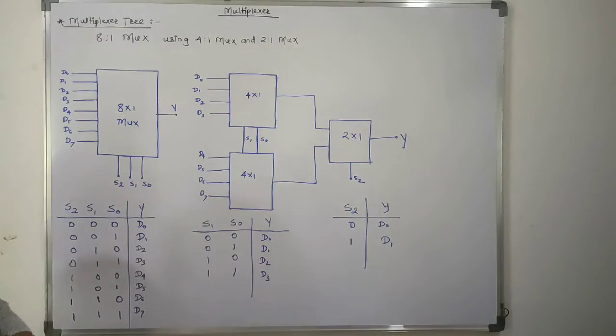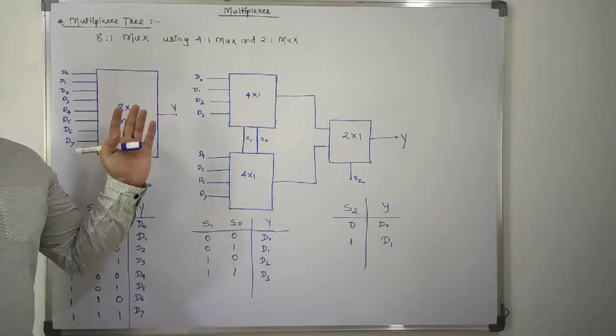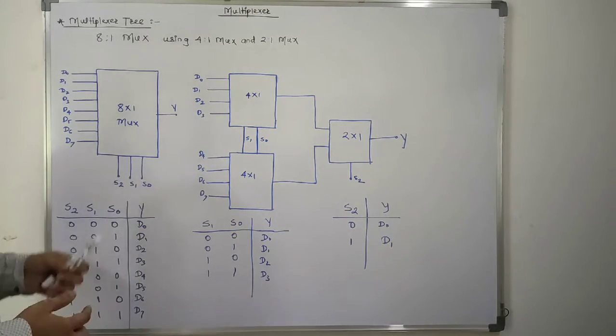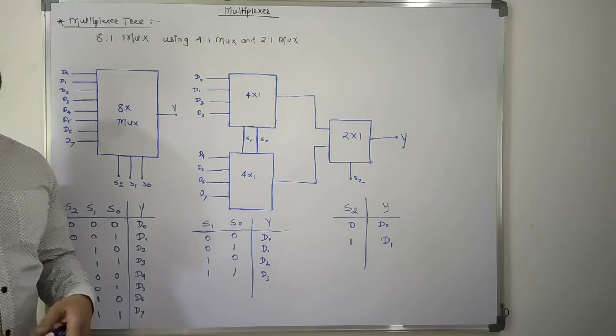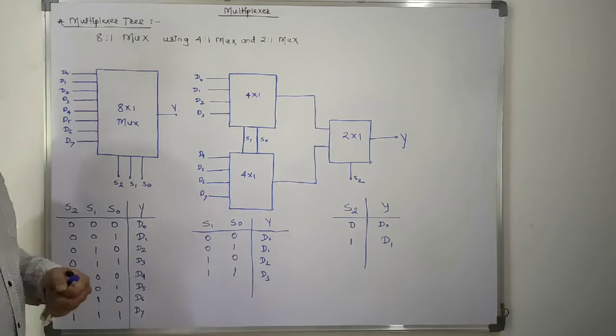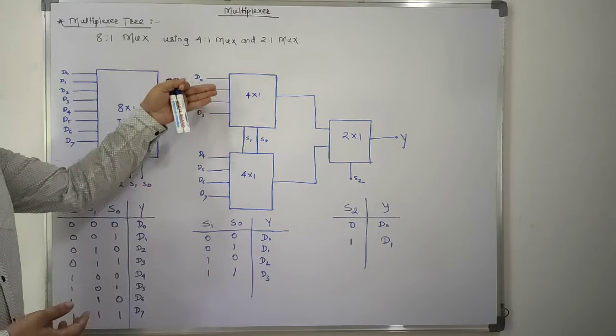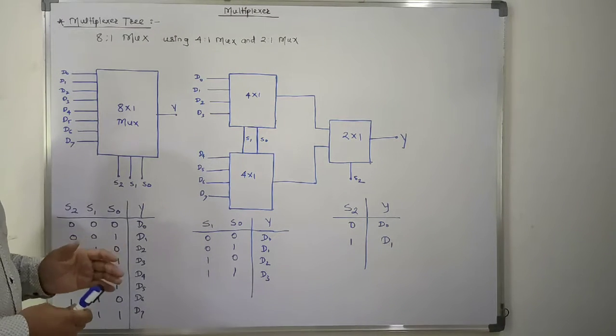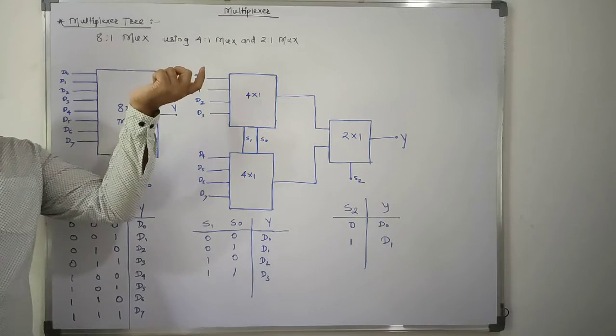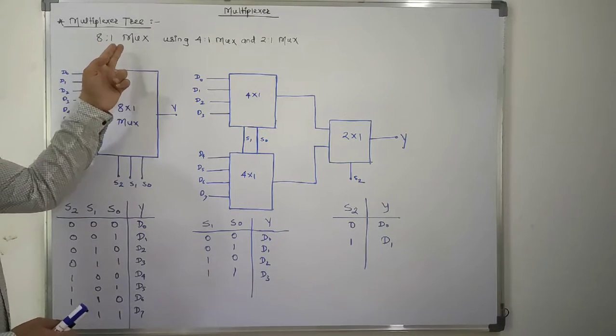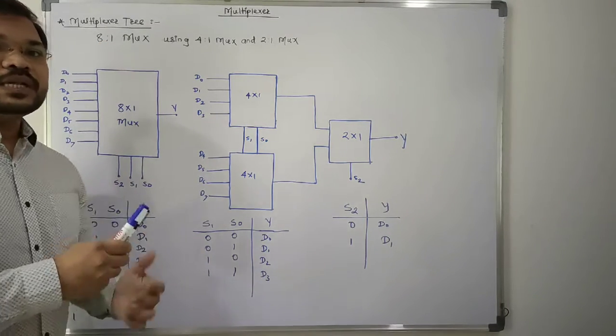In this class, we have discussed the multiplexer tree. So, what exactly is the multiplexer tree and why is it called the multiplexer tree? Basically, the name itself suggests the function or the branches. Yes. We already discussed in our previous video the 8 is to 1 mux.